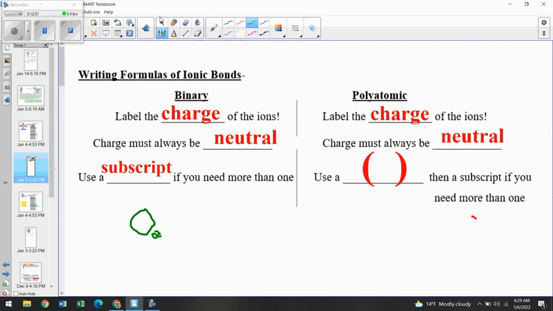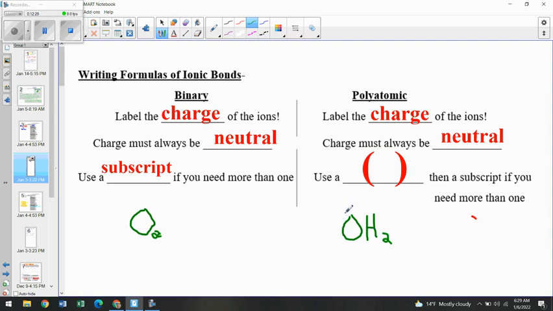So, for example, let's say I needed more than one of these OHs, hydroxides, the one we just used on the previous page. Say I need a couple of them. Now, if I don't use parentheses and I just put a 2 right here, this is just saying 1 oxygen and 2 hydrogens. Well, that's not what I mean. I need 2 of this whole thing.